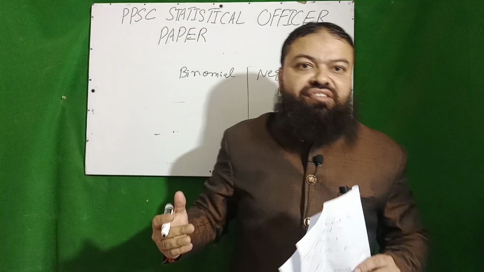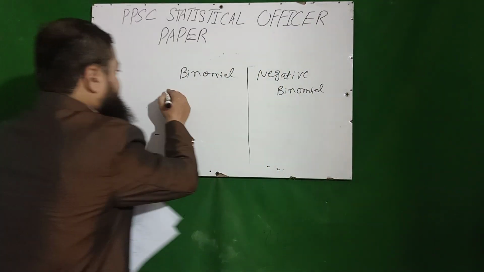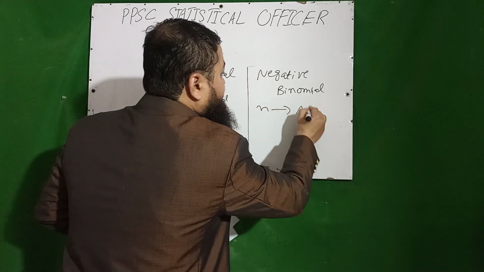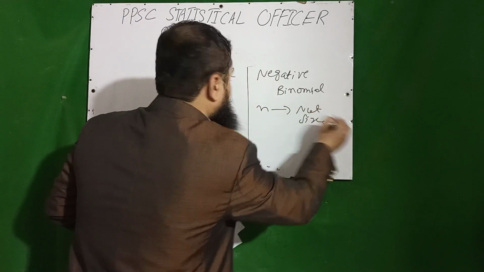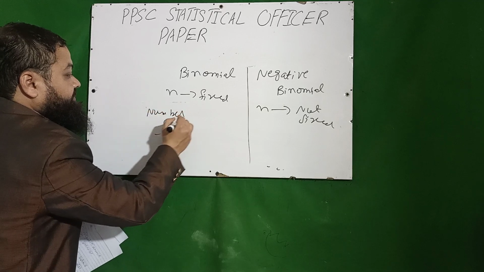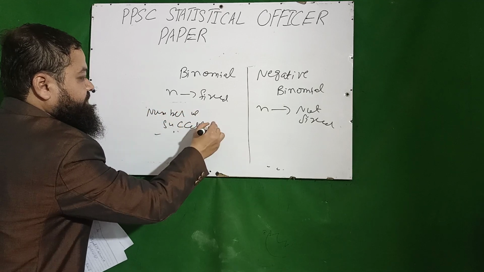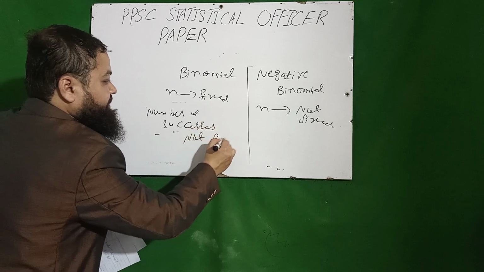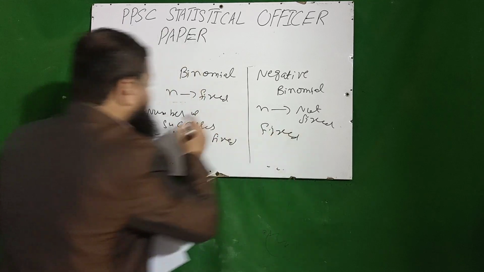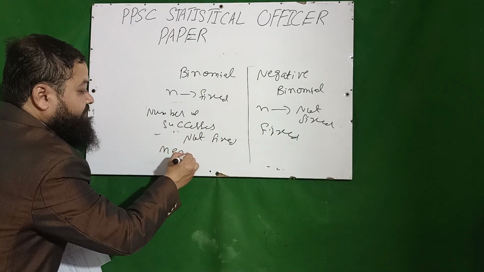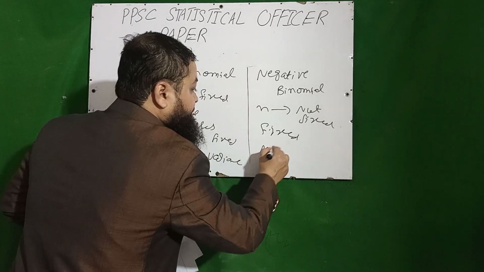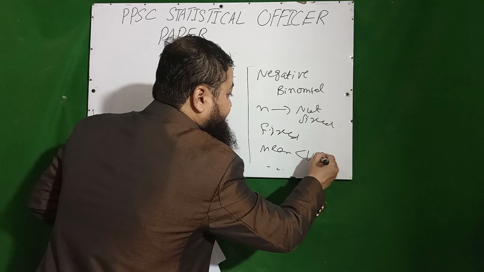In binomial distribution, trials are fixed. In negative binomial, trials are not fixed. In binomial distribution, the number of successes is not fixed. But in negative binomial, the number of successes is fixed. In binomial distribution, mean is always greater than its variance. In negative binomial distribution, mean is always less than its variance.